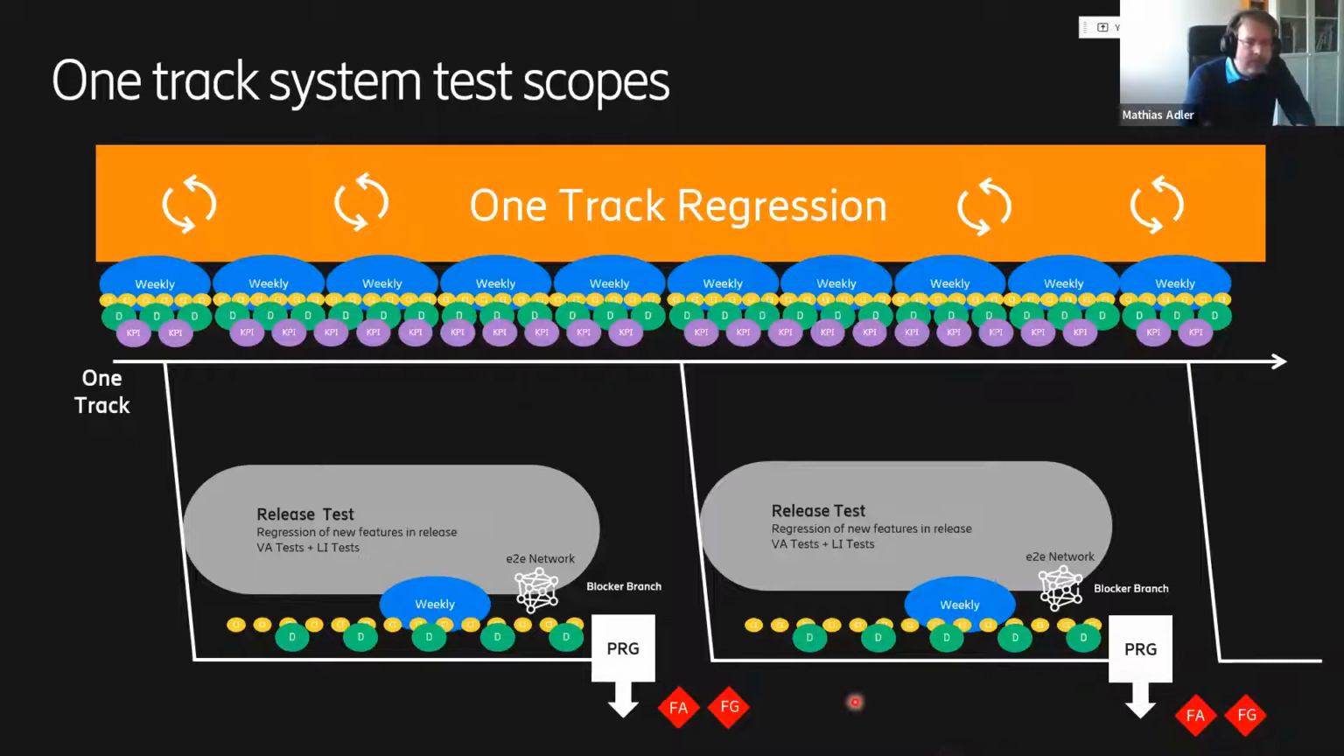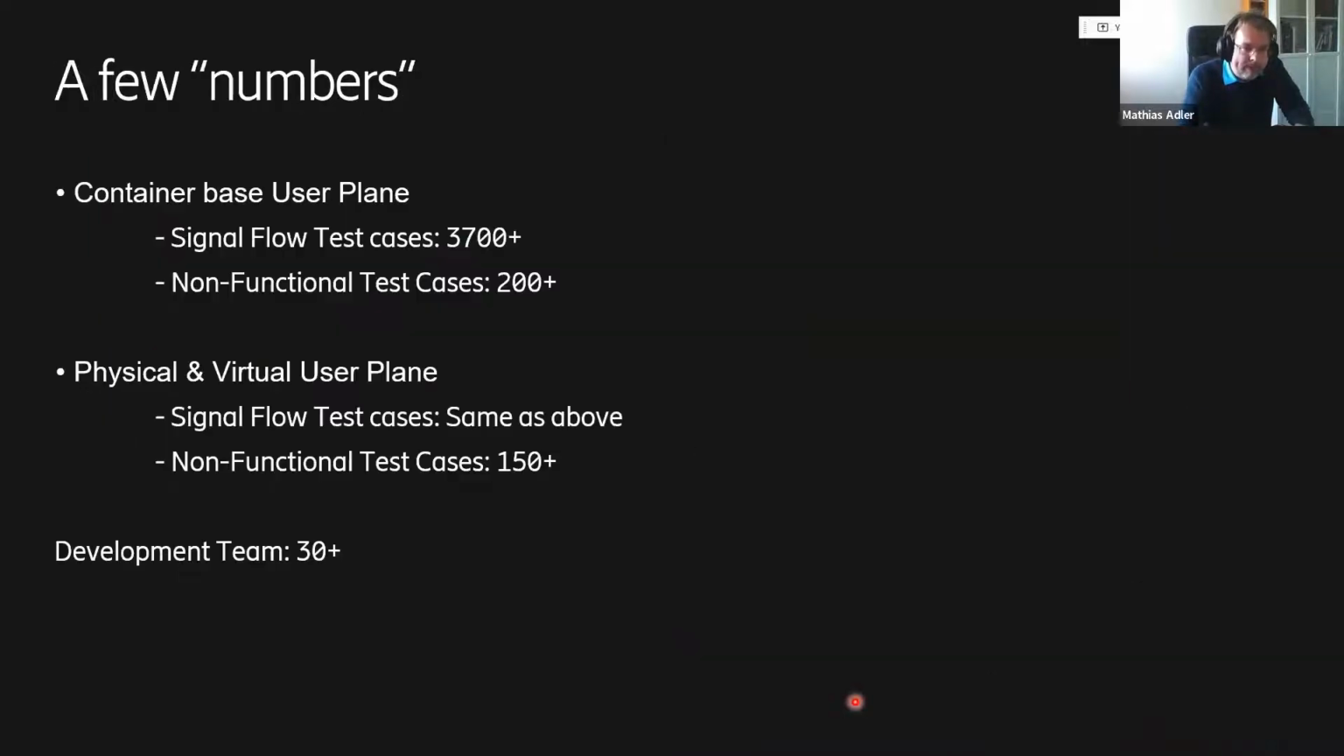So, reaching down a little bit. When it comes to the number of test cases, last I checked, I think it was about 3,800 of these functional test cases. So it's not that much, but it's growing rapidly since the user plane is a completely new product as well. And the good thing here is that we actually have the same business logic for both the containerized user plane and the physical or virtual, as you call it. So you don't need to duplicate that.